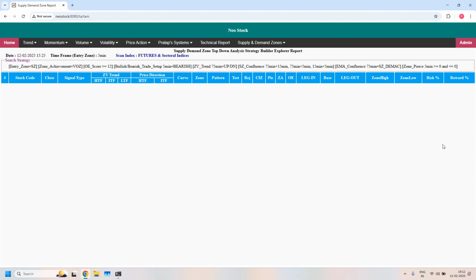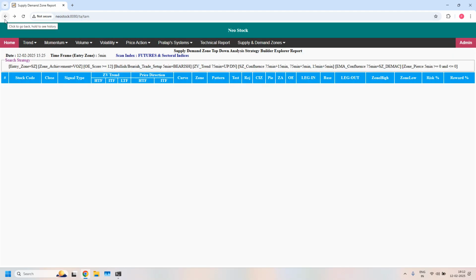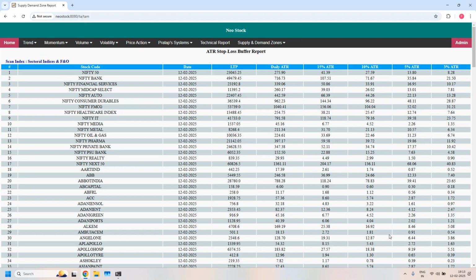So in the final report, let us generate stop buffers based on daily ATR. Okay, first 17 in this list are indices, remaining all are equity stocks. So we have different stop buffers based on daily ATR. So I am scrolling the list down, whichever the stock you want to refer, there you pause the video, after that you can proceed further. Okay, I am scrolling the list down.